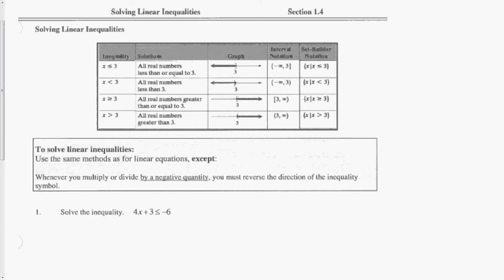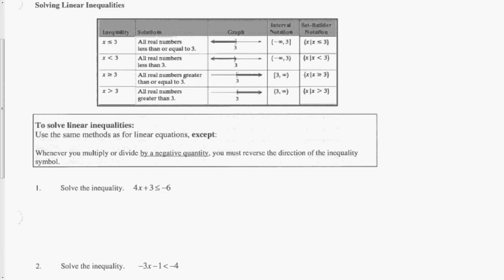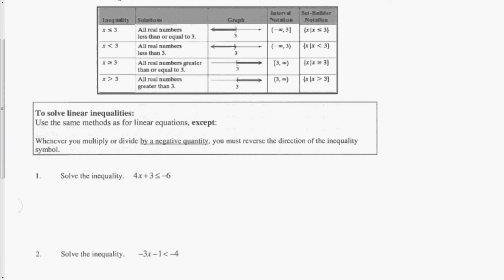All right, so let's look at number one. We've got 4x plus 3 is less than or equal to negative 6. So when I start that one, I've already got my x's on one side, so I'm going to move my 3. I'm going to subtract 3 from both sides. So I'm going to have 4x is less than or equal to negative 6 minus 3, which would be negative 9. Divide both sides by 4. I'm not dividing by a negative number this time, so I'm just leaving my inequality just like it is. So negative 9 over 4. So x is less than or equal to negative 9 over 4.